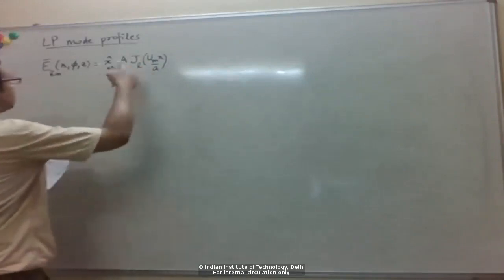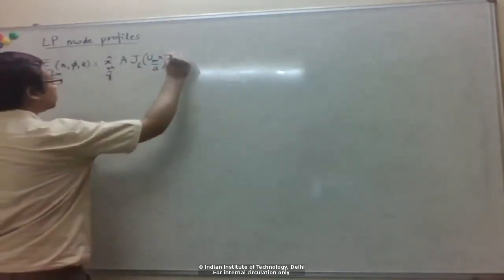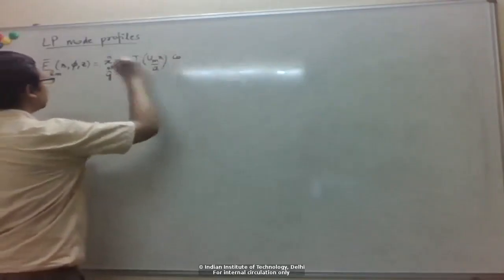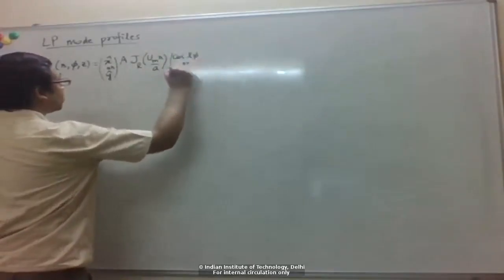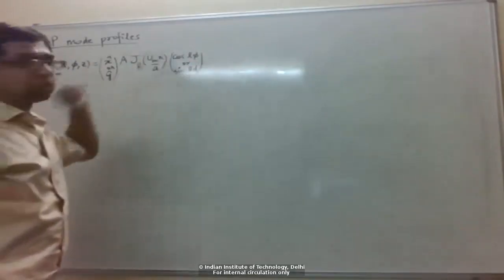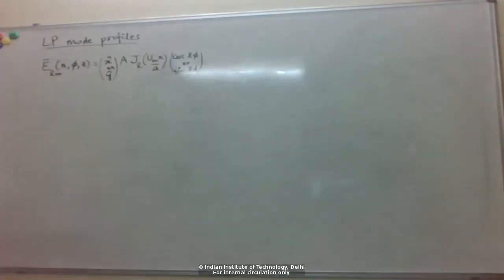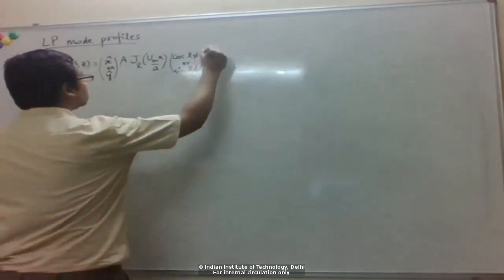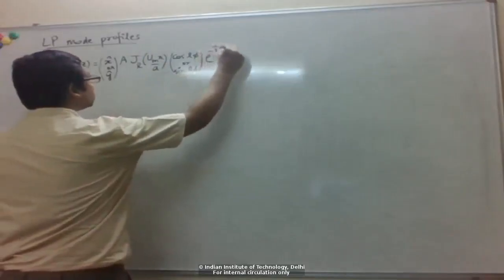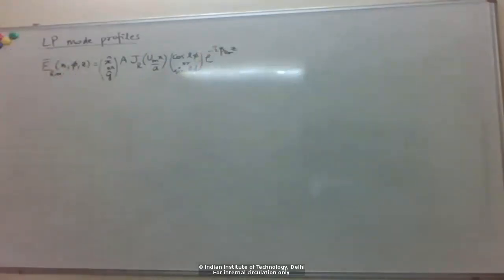Right, and then the angular part, as we saw, was just either cosine or sine. Again, these would be two different degenerate modes. And then the Z dependence is just the phase. So that's how we can write the mode profile for the LP mode with index L and M.